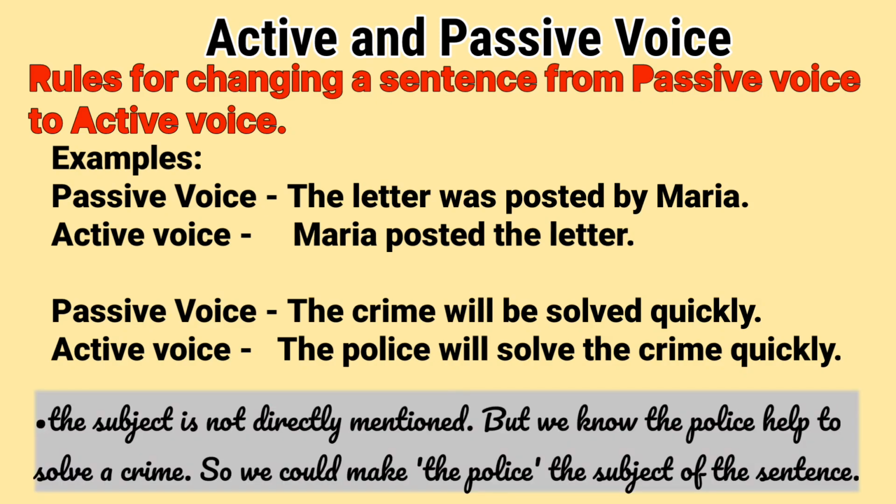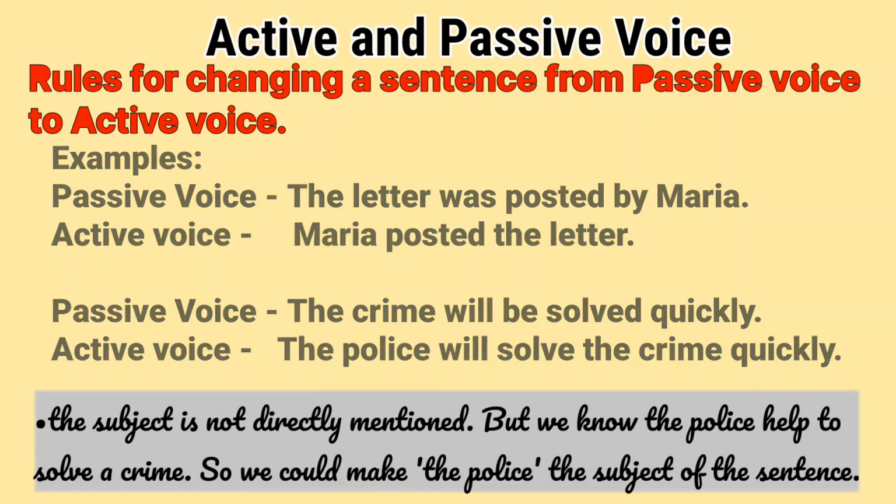Passive voice: the crime will be solved quickly. The subject is not directly mentioned here, but we know the police helped to solve a crime. So we could make the police the subject of the sentence. So the active voice of the sentence is the police will solve the crime quickly.